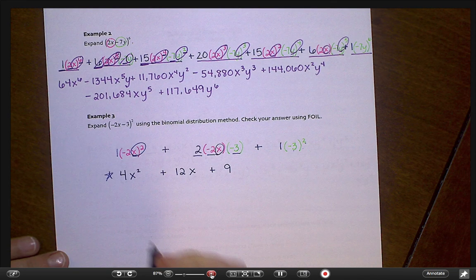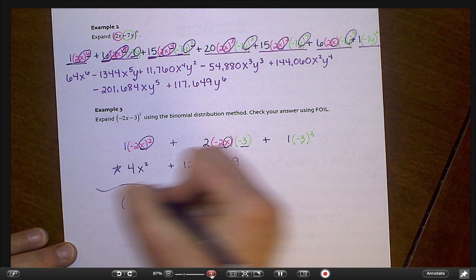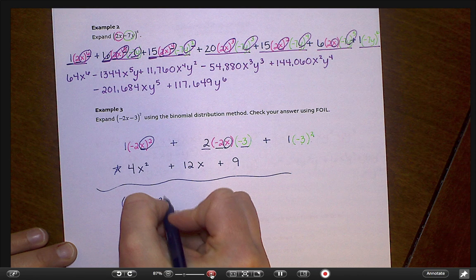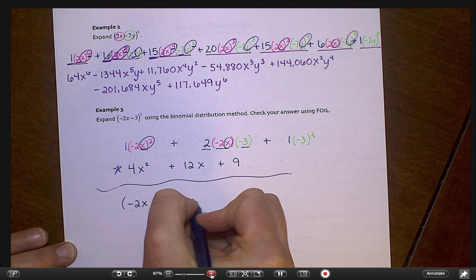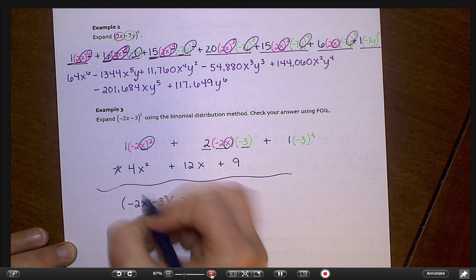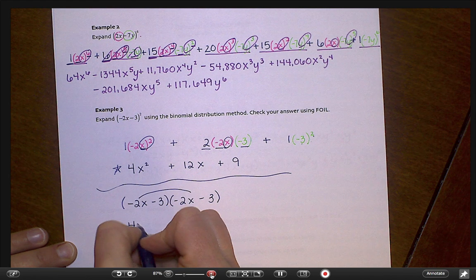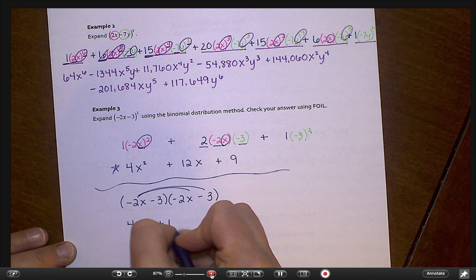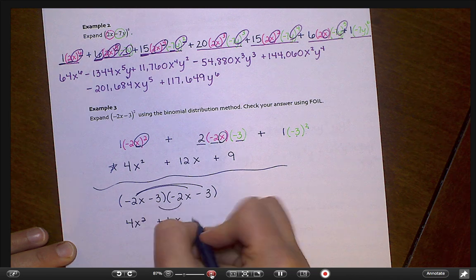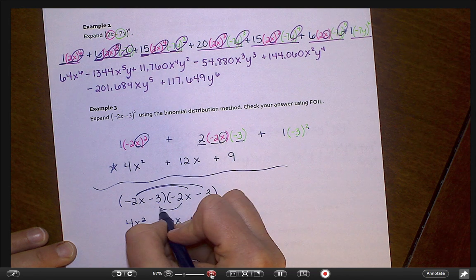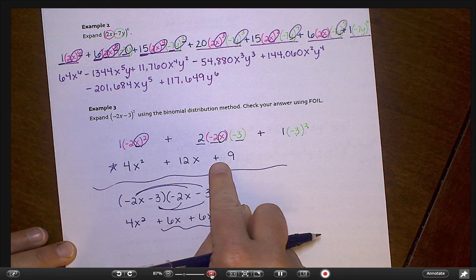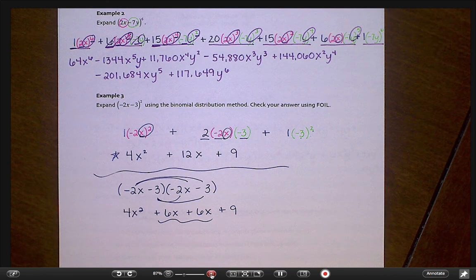If I FOILed this thing, so this is me foiling now, negative 2x minus 3 times negative 2x minus 3, that would be 4x squared. This would give me a positive 6x, this would give me another positive 6x, and this would give me a positive 9. And so if I put my middle terms together, I would have this exact thing. So this is just trying to show you that essentially you're finding the same answer as if you FOILed.